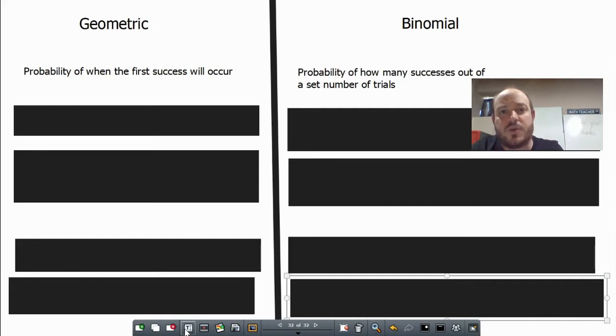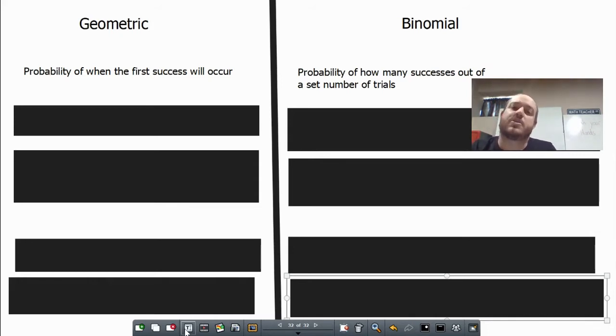Whereas binomial, we don't do this whole until the first success thing. For binomial, we actually have a set number of trials. So before we even get started, we say, hey, we're going to do it 10 times. And then your question has to do with how many successes out of the 10 you would have. So it would be questions like, hey, what's the probability you would make 7 baskets out of the 15 you took? Or what's the probability that you would flip over a heart 9 times out of the 25 attempts that you're going to do?